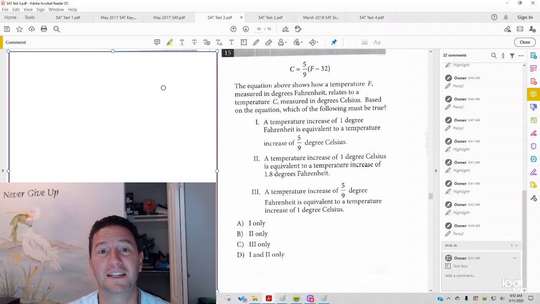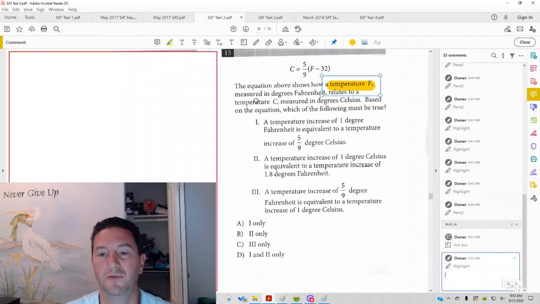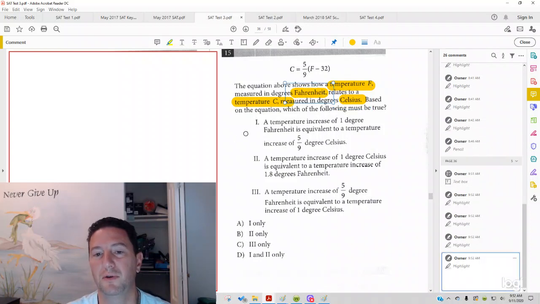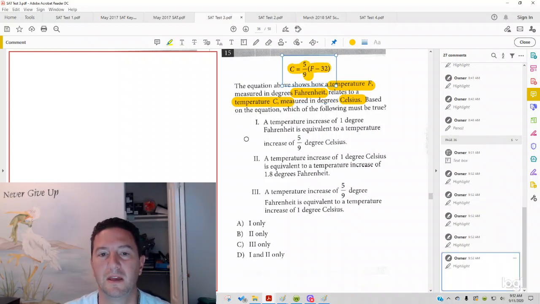Today we're going to look at Test 3, Section 3, number 15, which reads: the equation above shows how the temperature F, measured in degrees Fahrenheit, relates to the temperature C, measured in degrees Celsius. Based on the equation, which of the following must be true? And of course up here you've got your equation. Roman numeral 1: A temperature increase of 1 degree Fahrenheit is equivalent to a temperature increase of 5/9 degrees Celsius.